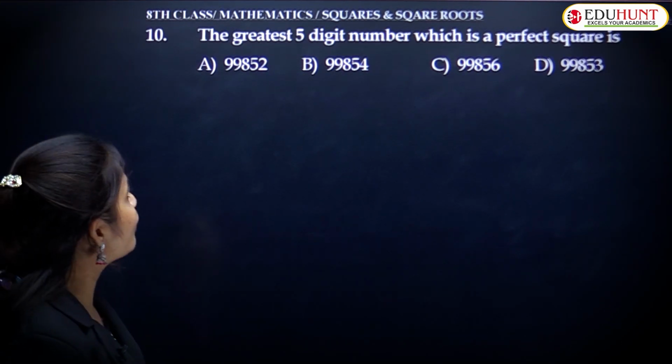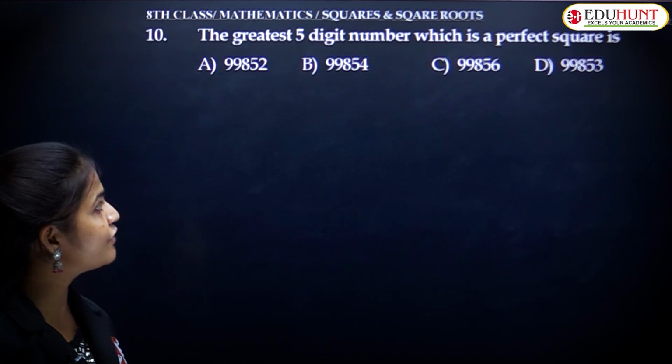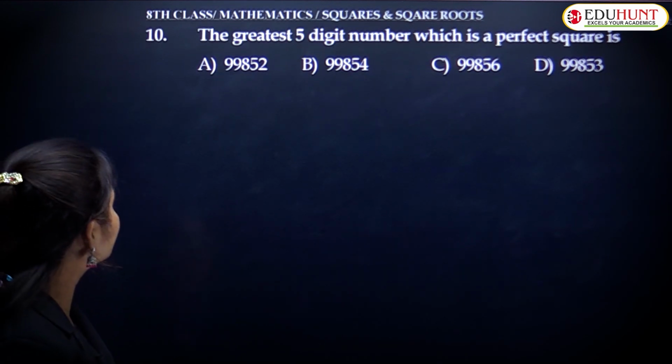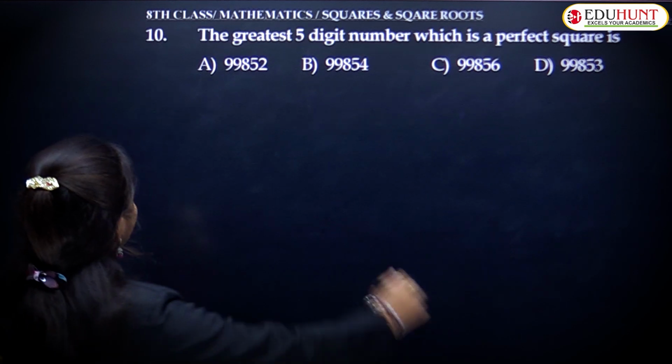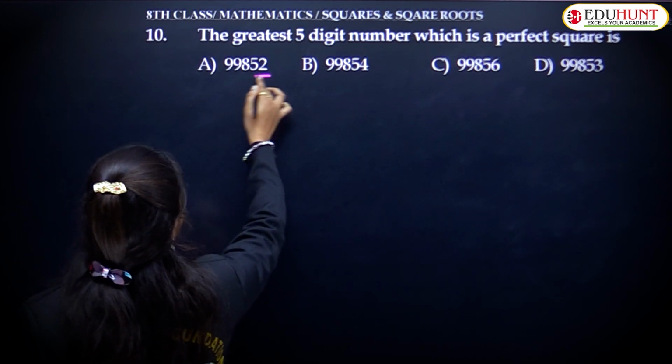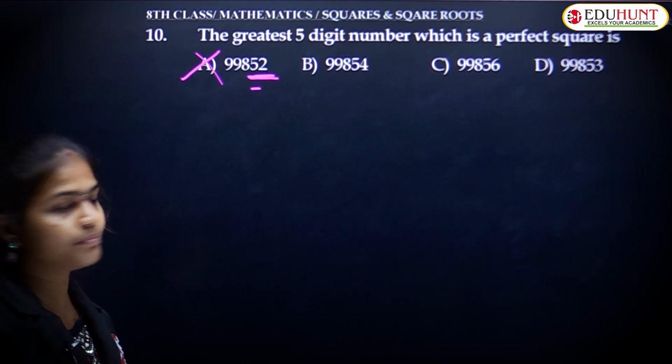The greatest 5-digit number which is a perfect square. So here also we have to check the options. First option, what is that? This number is ending with 2. So easily we can say that that is not a perfect square.